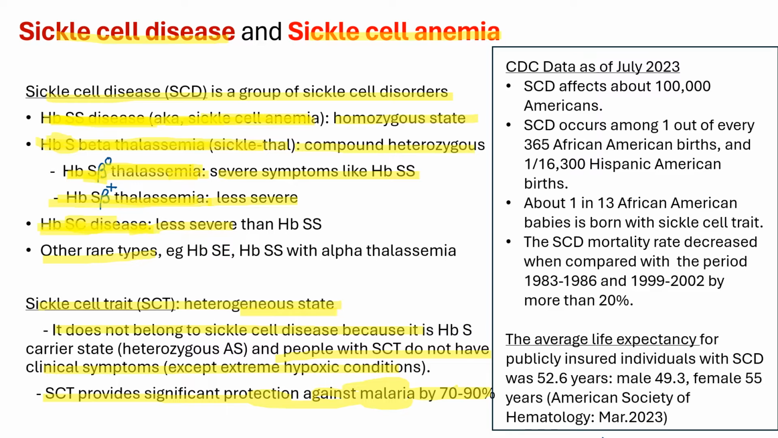Now the statistics. Sickle cell disease affects about 100,000 Americans and occurs among 1 out of every 365 African American births and 1 out of 16,000 Hispanic American births. And about 1 in 13 African American babies is born with the sickle cell trait. The sickle cell disease mortality is decreasing thanks to vaccination and prophylactic penicillin use. But the average life expectancy is not adequate yet. For publicly insured individuals with sickle cell disease, the average life expectancy is about 50 years. Male 49 years and female 55 years.